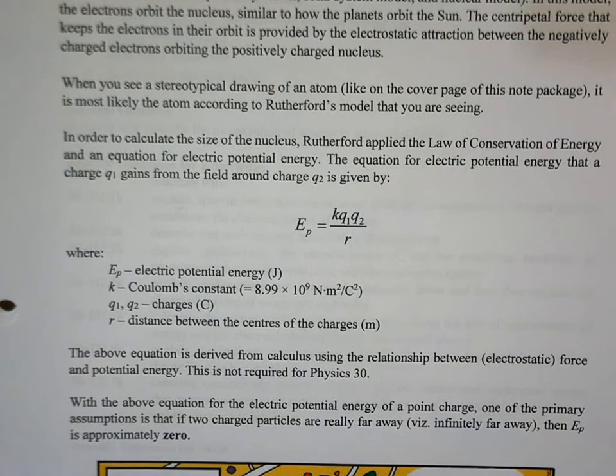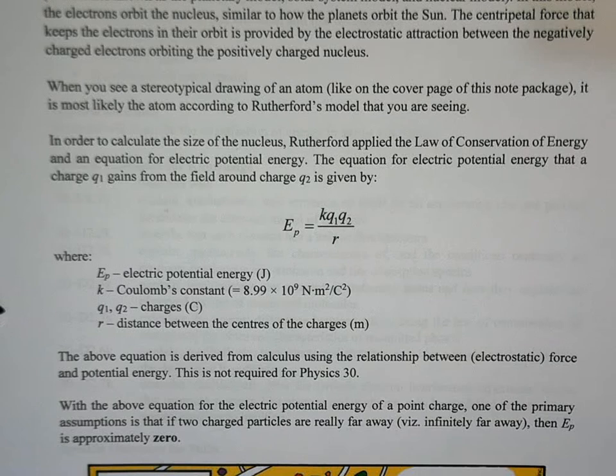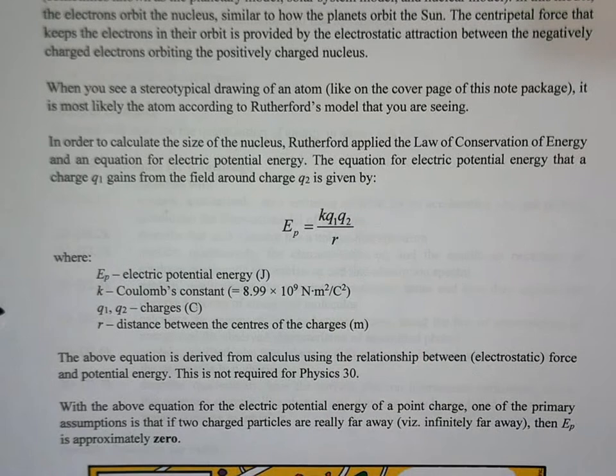So we can actually determine the size of the nucleus, and Rutherford was able to do this by applying the law of conservation of energy. The only thing that we need to add to our tool belt is we know how to find kinetic energy. It's still half mv squared. That part has not changed. But what we have to be a little bit more careful with is potential energy.